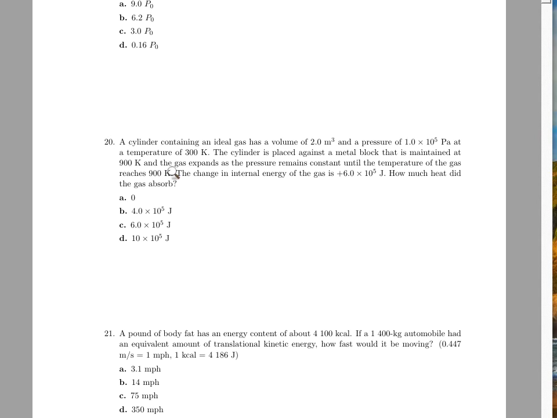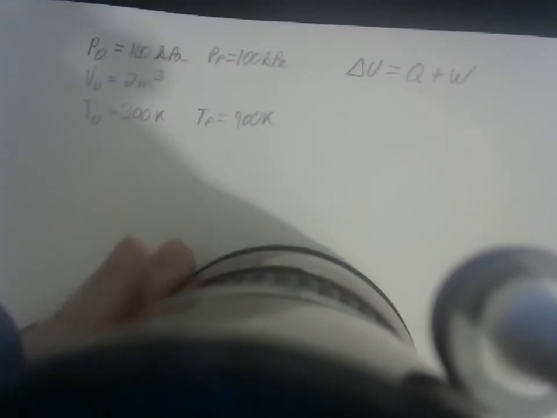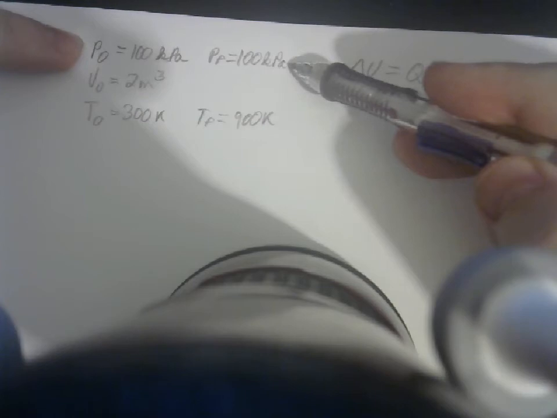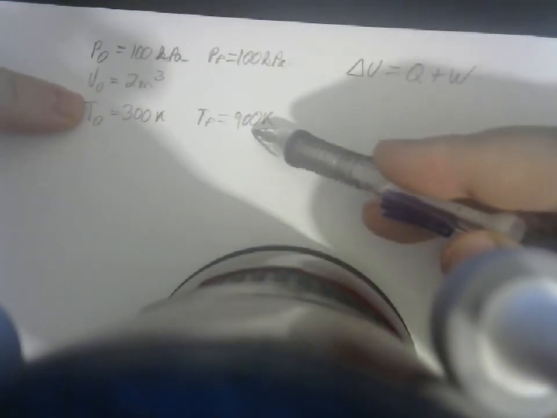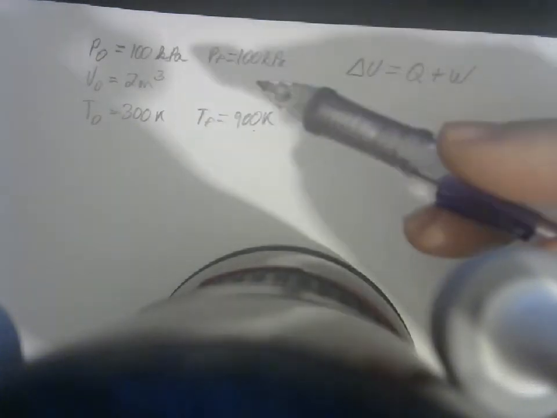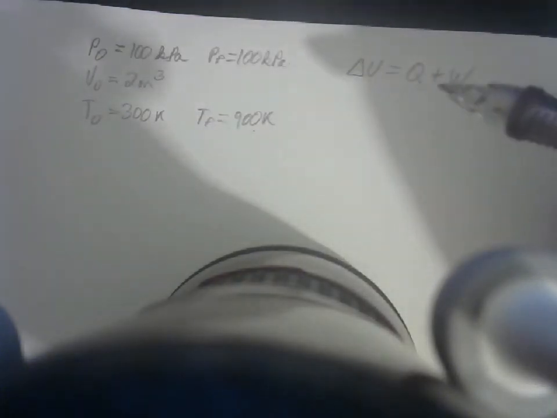No, I'm wrong. Actually, it started out at a temperature of 300 Kelvin and it went to a temperature of 900 Kelvin. That's interesting. Actually, it's not adiabatic, it's isobaric. The pressure remains constant. And so I have written down what is actually going on. The initial and final pressure are 100,000 pascals. The temperature changes, and the volume, do they tell us what the new volume is?